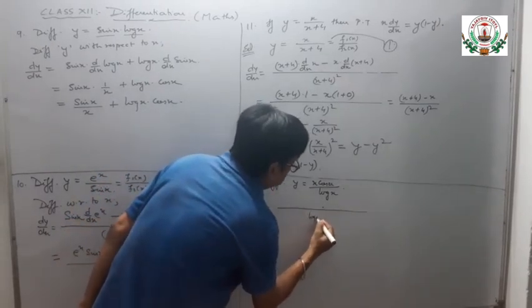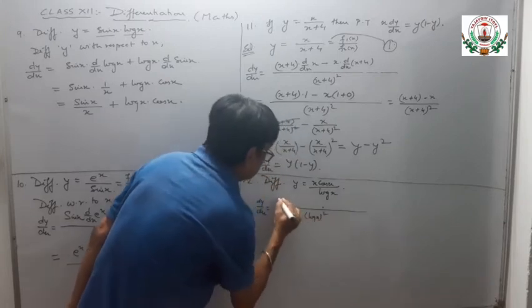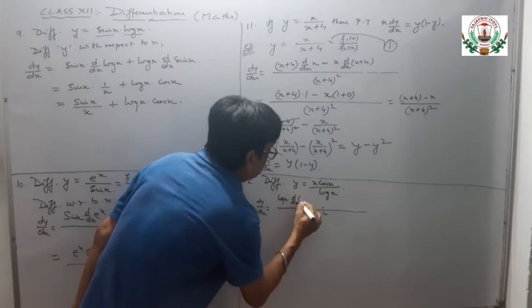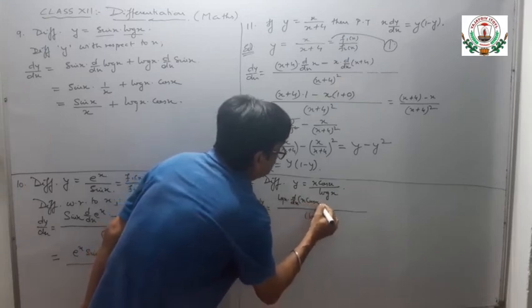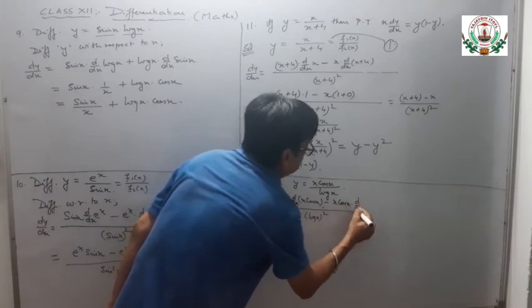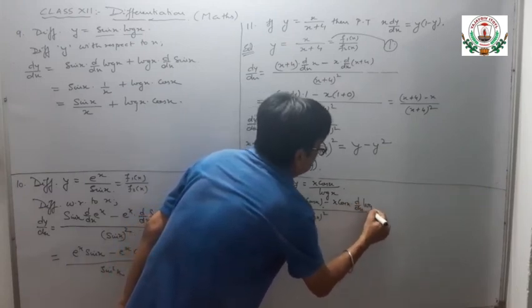log x the whole square, log x into d by dx of x cos x, minus x cos x into d by dx of log x.